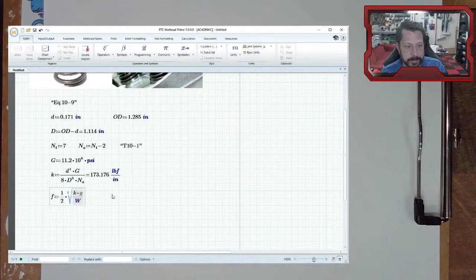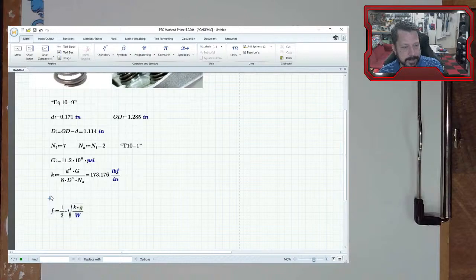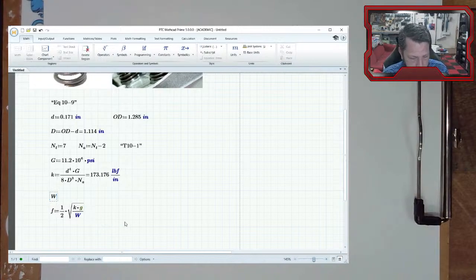Let's see what our critical frequency is. Oh, we haven't calculated the weight of the spring yet. It thinks we have, but it's using watts there. So be careful with MathCAD because it does have built-in units, and sometimes you can create a variable name that is a built-in unit. So we don't want W to equal watts. We're going to have W equal the weight of the spring.